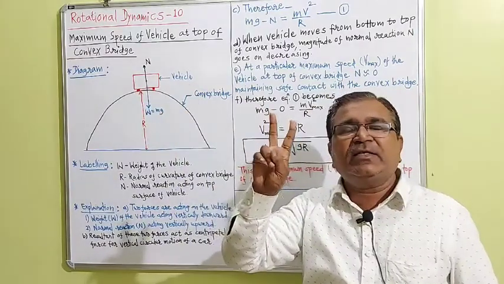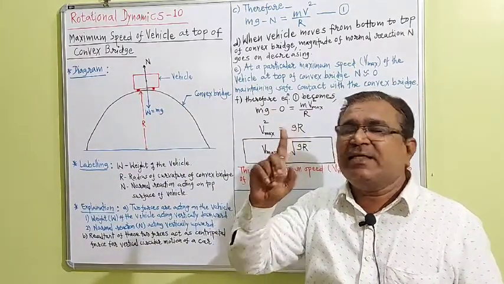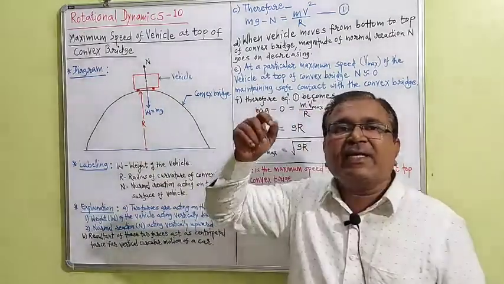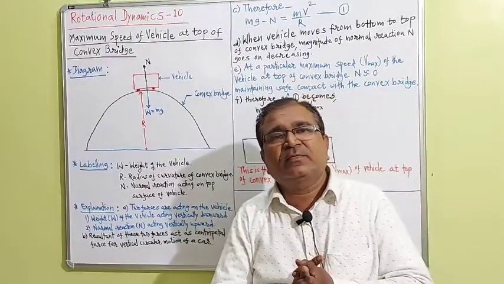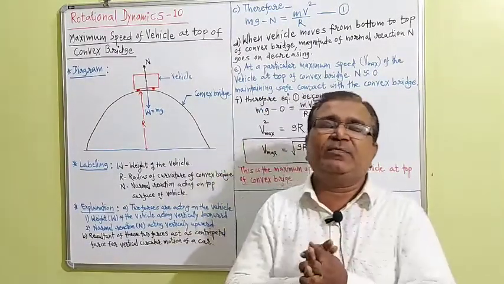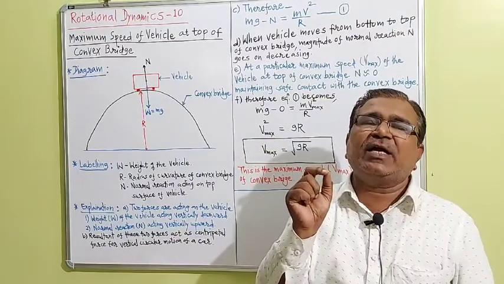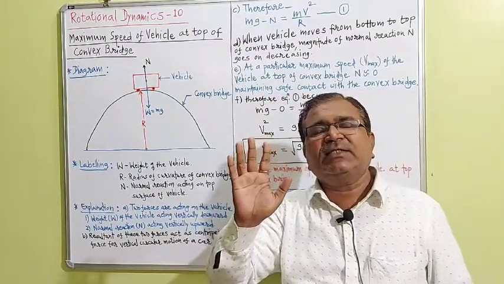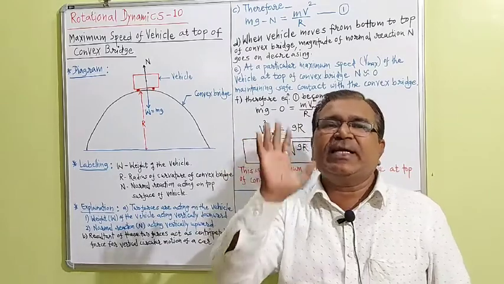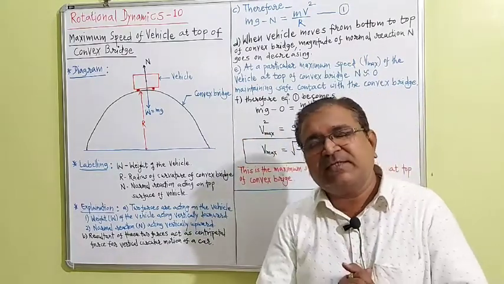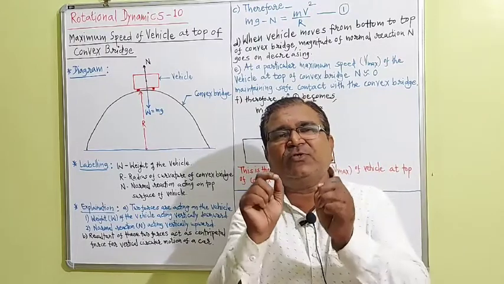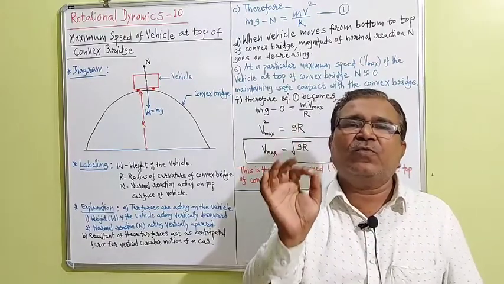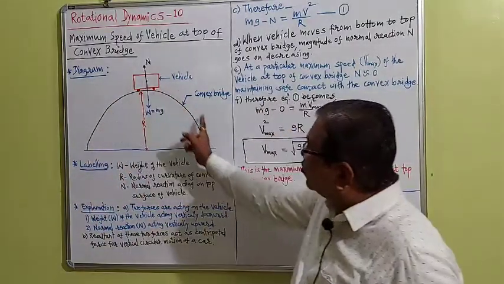Two forces are acting on the vehicle: the weight of the vehicle, W equal to mg, acting vertically downward. Simultaneously, at the same time, the normal reaction acts vertically upward. These are the two forces, acting in opposite directions, and the resultant of these two forces is nothing but the centripetal force for circular motion.